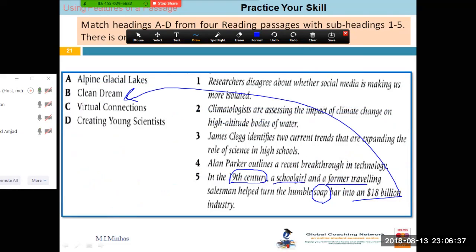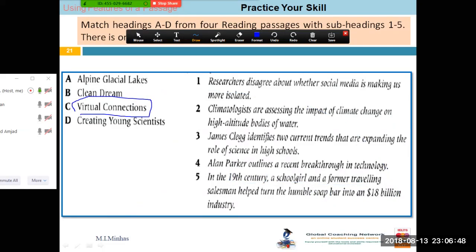Okay, so now let's move forward to the third one. C. Virtual connections. Can you read it? Which one? 4, sir. Alan Parker outlined a research breakthrough in technology. Okay. What about you, Amjad? C relates to 1. Abdurrahman, what do you say?